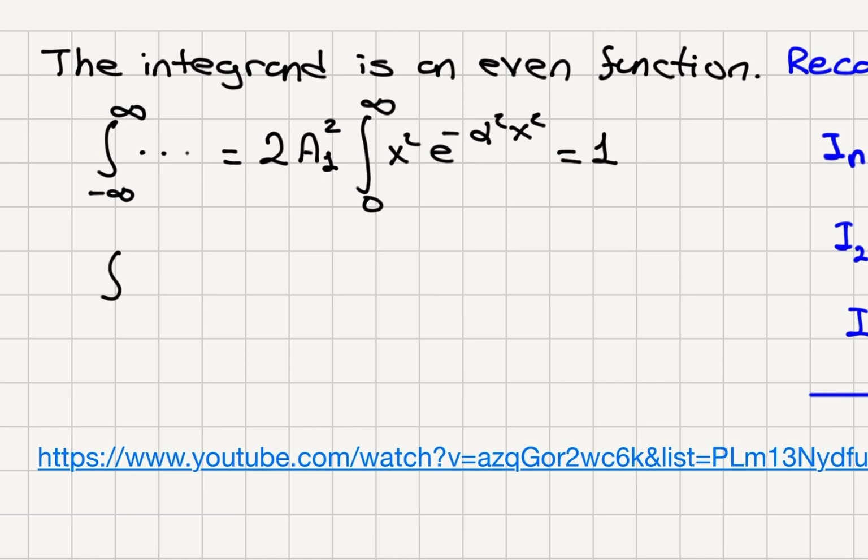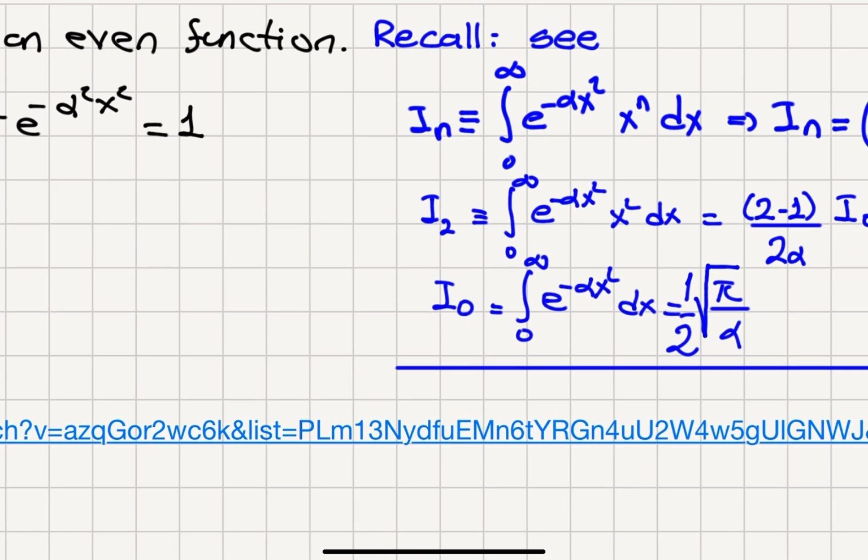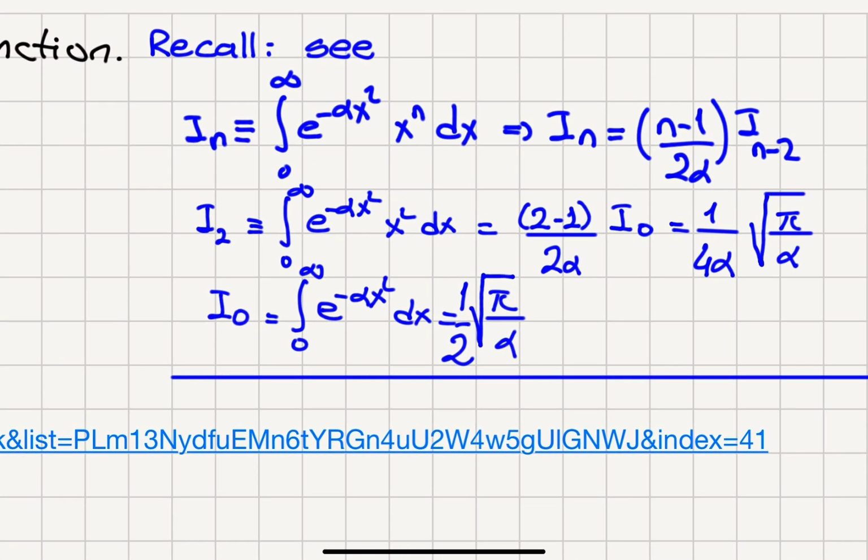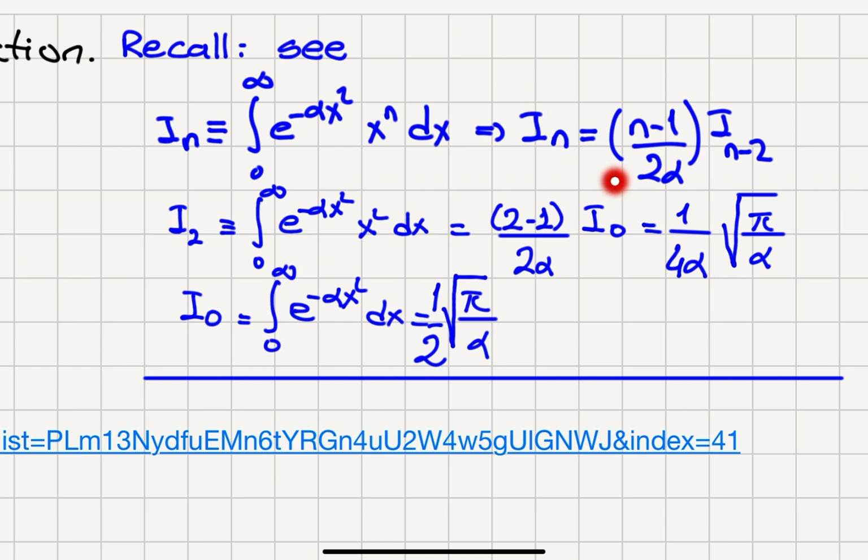Now what is this integral from 0 to infinity of x squared e to the minus alpha squared x squared dx? We can recall that integrals of the form from 0 to infinity of e to the minus alpha x squared times x to the n dx have a recursive solution, and particularly for n equal to 2 we have 2 minus 1 over 2 alpha, which is 1 over 2 alpha, times the integral from 0 to infinity of e to the minus alpha x squared dx, which is 1 over 2 square root of pi over alpha. So this is 1 over 4 alpha square root of pi over alpha.